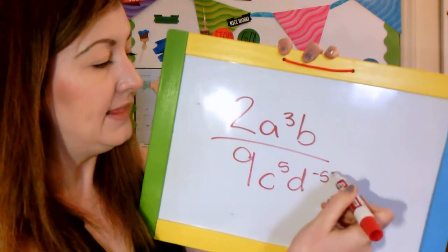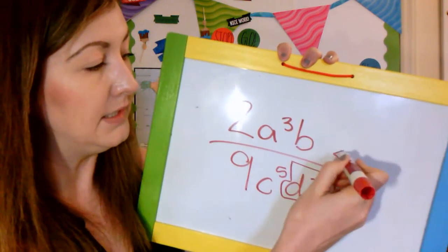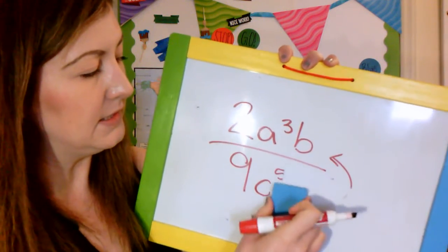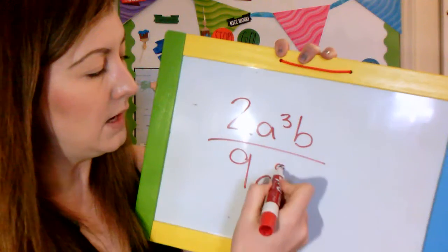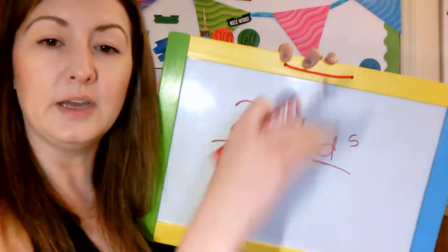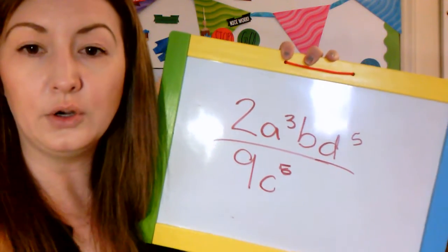So this, being our only one that has a negative exponent, can flip up to here and then become positive. So in your notes, you'll see that d to the negative 5th moved up and became d to the 5th. So you can flip it to the other side of the fraction and make your exponent normal and not negative any longer.